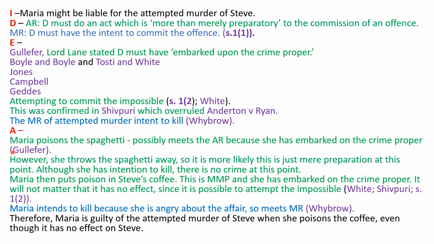So I've applied the actus reus. I mustn't forget to apply the mens rea. Maria intends to kill because she's angry about the affair, so she meets the mens rea, Whybrow. And it's clear that if you're putting rat poison in someone's coffee and giving it to them, it's very clear that you're intending to kill them. And I've concluded, therefore, Maria is guilty of the attempted murder of Steve when she poisons the coffee, even though it has no effect on Steve.